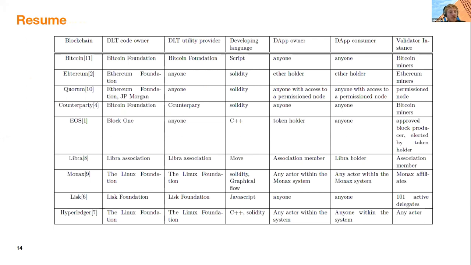As a summary, we can see that most of the time, foundations are behind the protocol. And so we find foundations as DLT code owners. And often, the first tools provided to work on a blockchain are also made by the same actor, the DLT code owner, but in the majority of them, anyone has developed code and has developed tools to work on it.